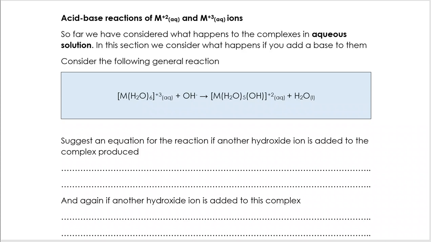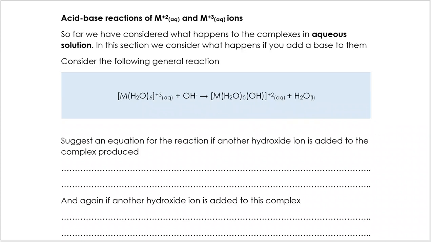So, with that in mind, we've got a general equation here. And this is showing that if we have the general metal M in the complex [M(H2O)6]3+ and we add an OH-, it might look like a straightforward swap between an OH and an H2O. But remember what we saw previously. The OH- is acting as a base. It's therefore acting as a proton acceptor. The complex is acting as a proton donor. So one of the H2Os is donating a proton to the OH- to make the H2O.